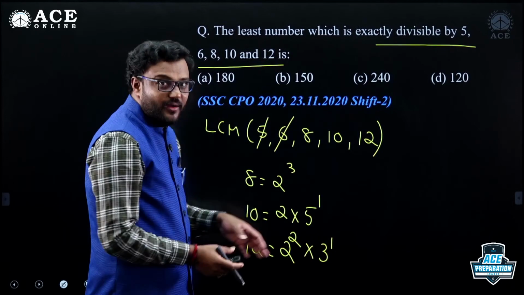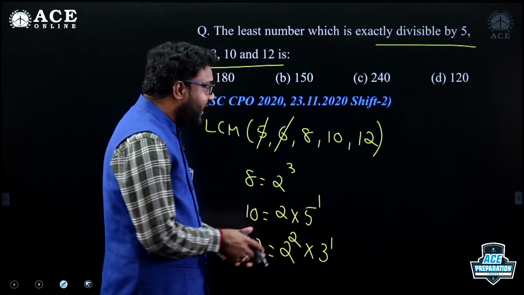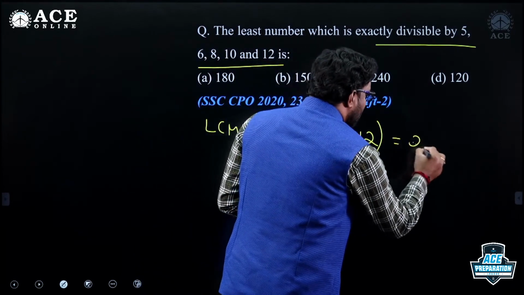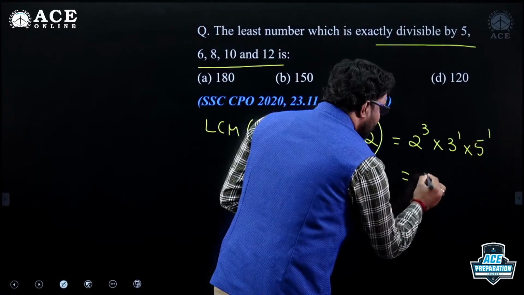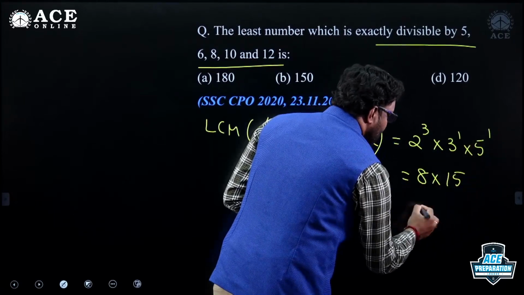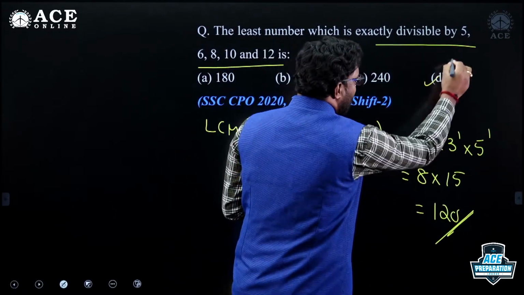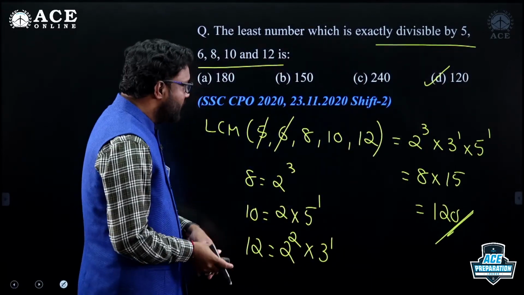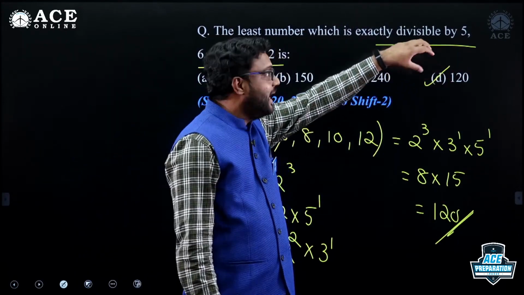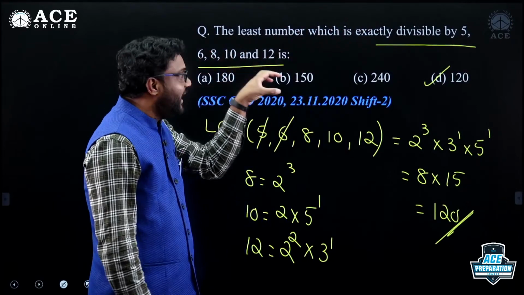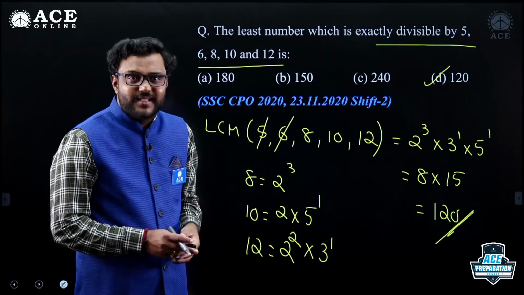Now you have to mention all prime numbers with the highest power. 2 highest power is 3, 3 and 5 power is 1 only. So 8 into 15, my dear friends, which is nothing but 120. So you should get 120 here. So LCM, you can understand it as exactly divisible by or multiples of 5, 6, 8, 10 and 12. These are the basic questions regarding that application. Slowly we'll go for the next level, my dear friends.